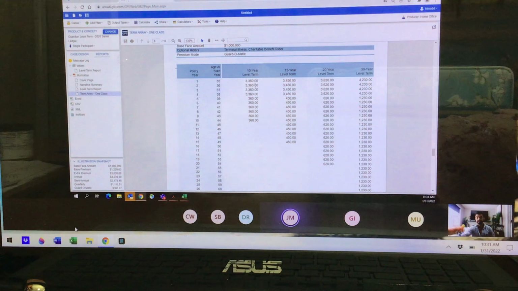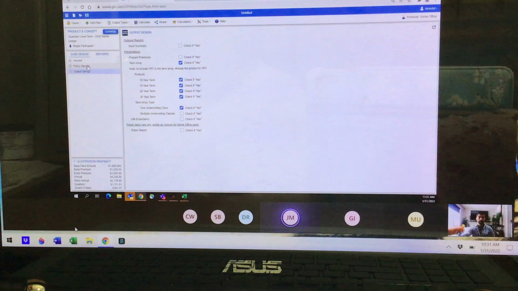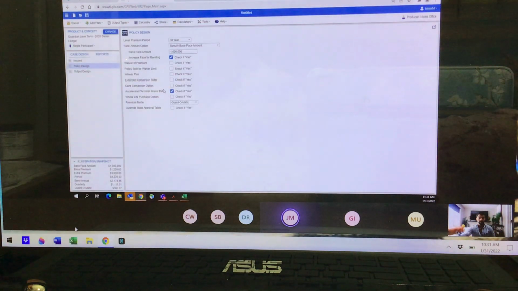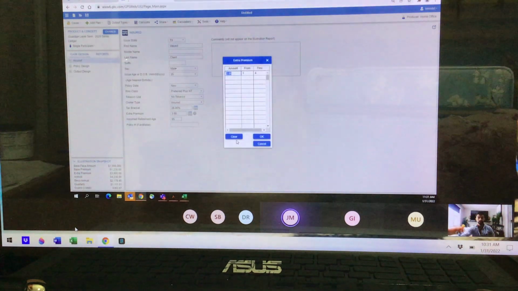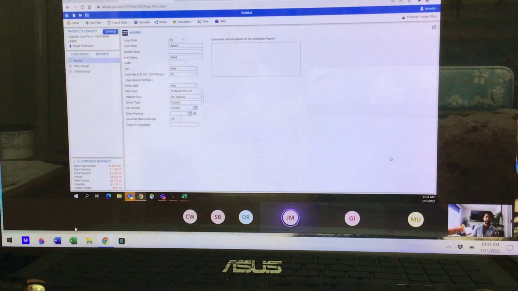So that 10-year term would only be $360 for 10 years. This would be $450, $620, and then $1,230. So term is going to be fairly inexpensive for a healthy adult. And going back here, we'll just remove that flat extra. If we want to remove that, just clear. All right, so in a nutshell, that's how to run Guardian level term. That's pretty straightforward, pretty easy.